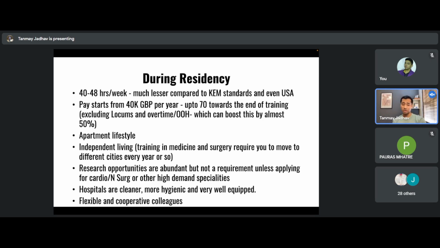Research opportunities are abundant, but really not a requirement for applying unless you're applying to the extremely high demand specialties like cardiology, neurosurgery, or other specialties.